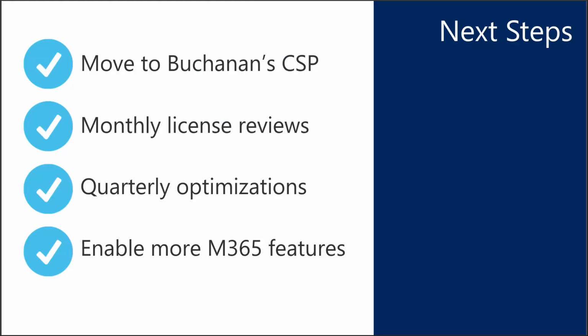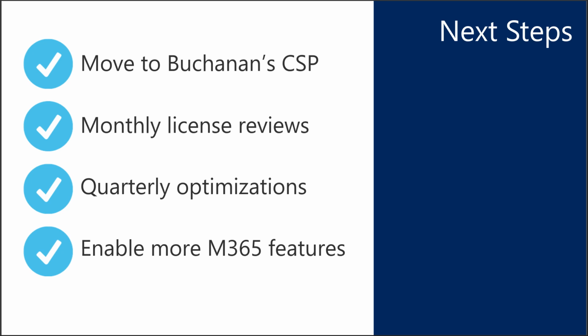So what are the next steps? Well, we recommend that you move to the Buchanan CSP. With that, you'll receive monthly license reviews, where we review what you have in your environment and advise you of any excess licenses you might have. We'd also do quarterly optimization assessments, which is what we walked through during this video. And lastly, we would be able to help you enable more Microsoft 365 features for your business.